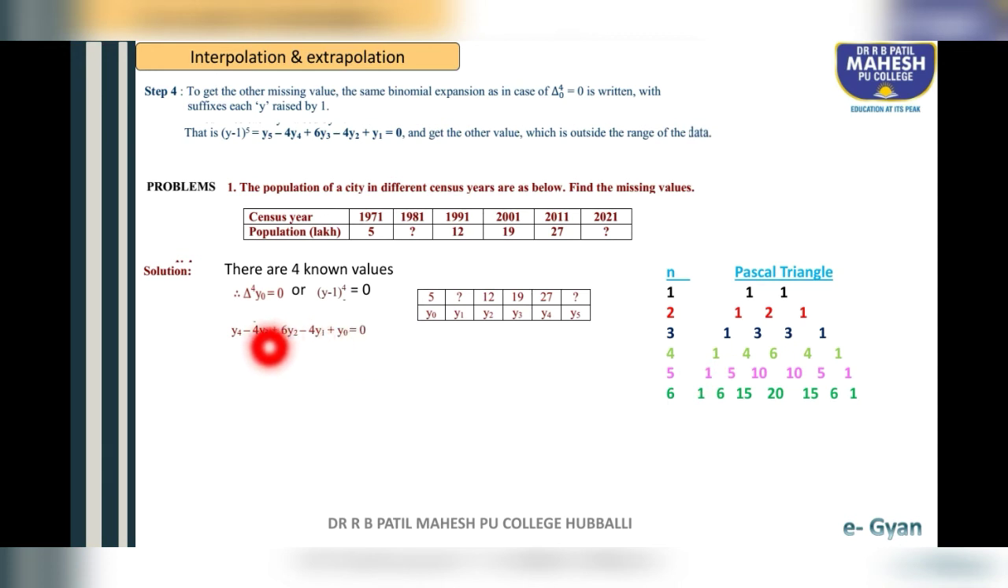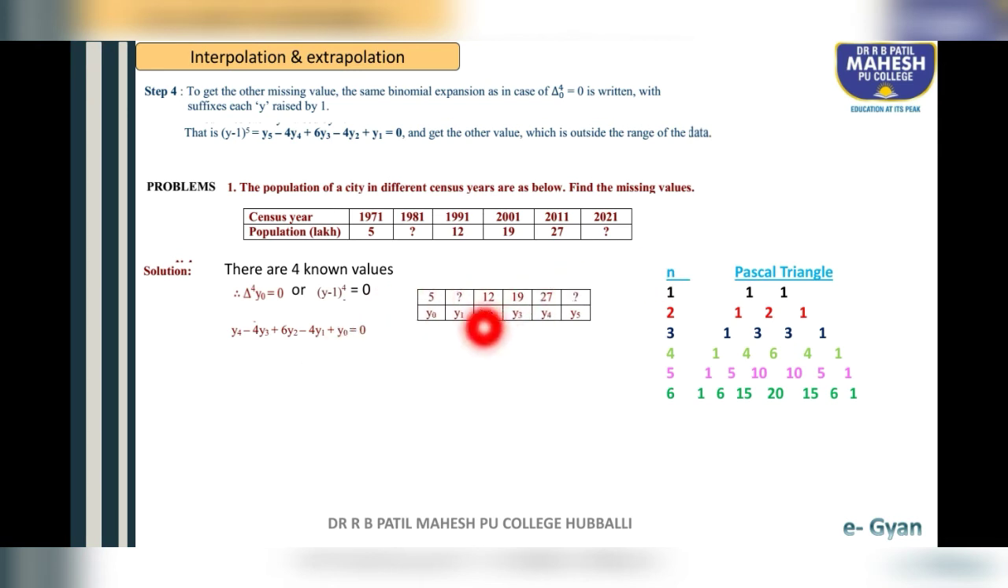If the n value is 4, you have to refer to the fourth series. If the n value is 5, you take these values. If the n value is 3, you have to take these values: 1 3 3 1. Okay, in the exam you have to just refer to this Pascal triangle. Then expand the series.